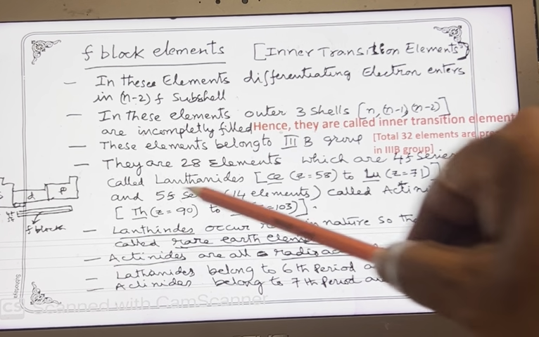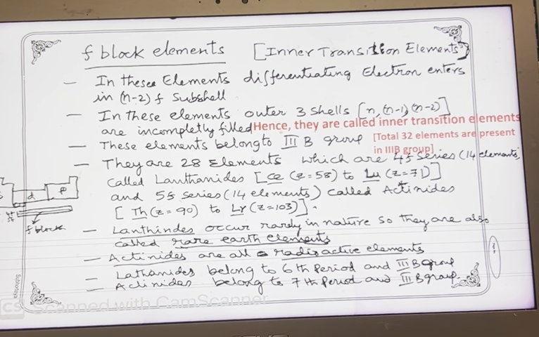They are 5f series of elements. All these elements are radioactive elements. Most of the radioactive elements are present in F block, that is in the 5f series, which are also in the form of actinides. Most of the radioactive elements, in which block are they present? They are present in F block.